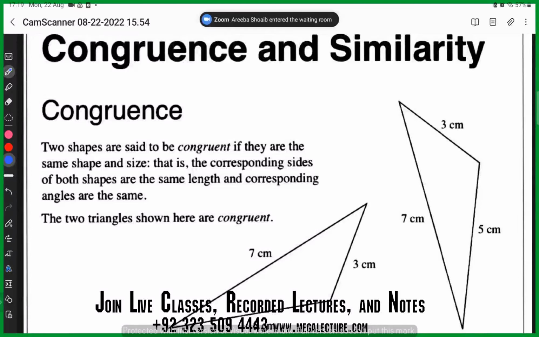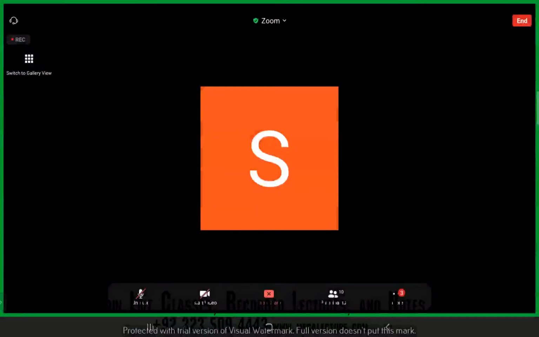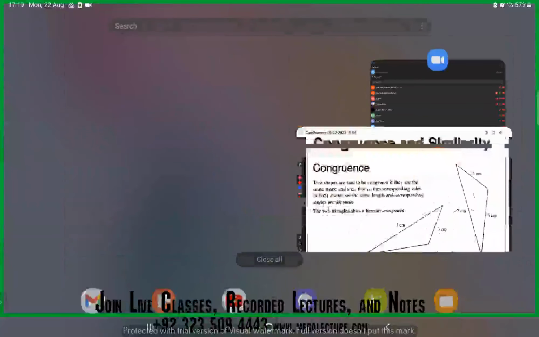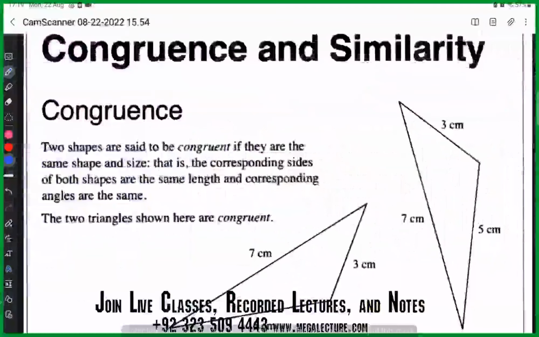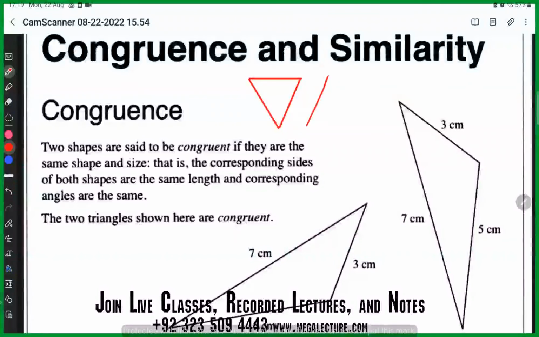So then I would be able to say that the two figures are congruent. Okay. So this is one condition for congruency. The two shapes must have same dimensions and same shape. Then you would say the two shapes are congruent. For example, if I quickly make this triangle over here. So this is first triangle and then this is another triangle.